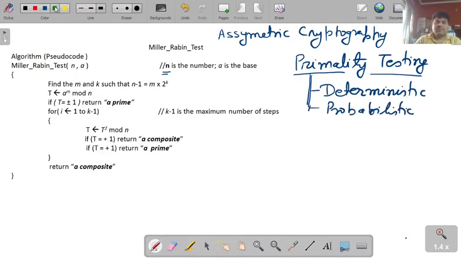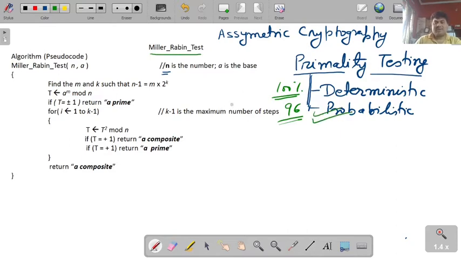The deterministic algorithm gives you a 100% result. What is the meaning of a 100% result? It means it will give the correct answer whether a particular number n is prime or not. The probabilistic approach will give around a 96 to 99% correct answer on whether the number n is prime or not. So this Miller-Rabin test comes under the probabilistic approach.